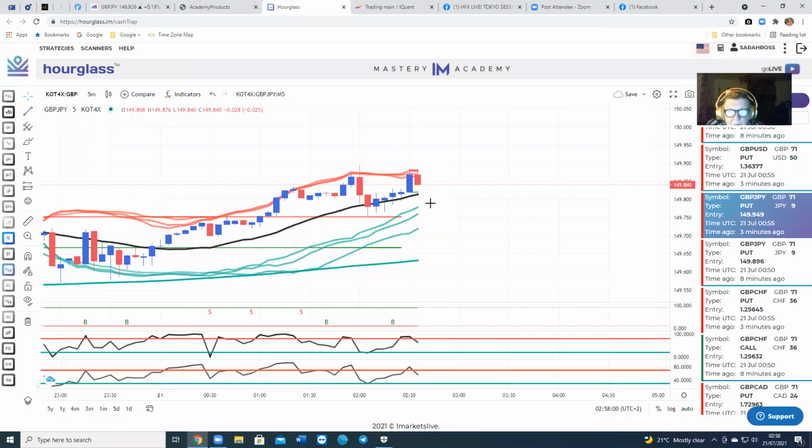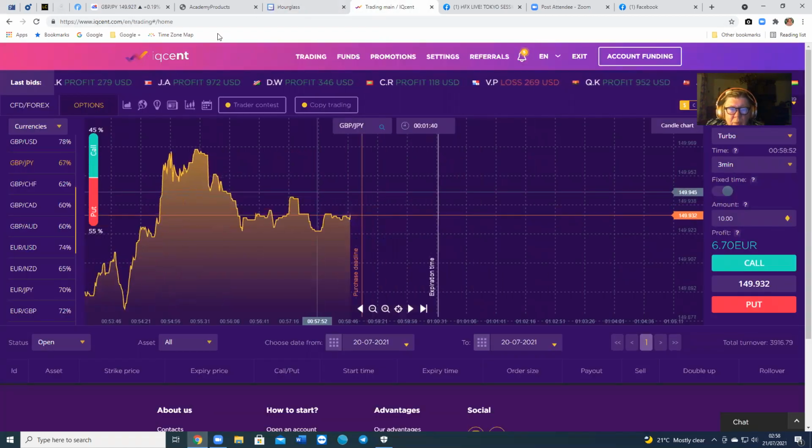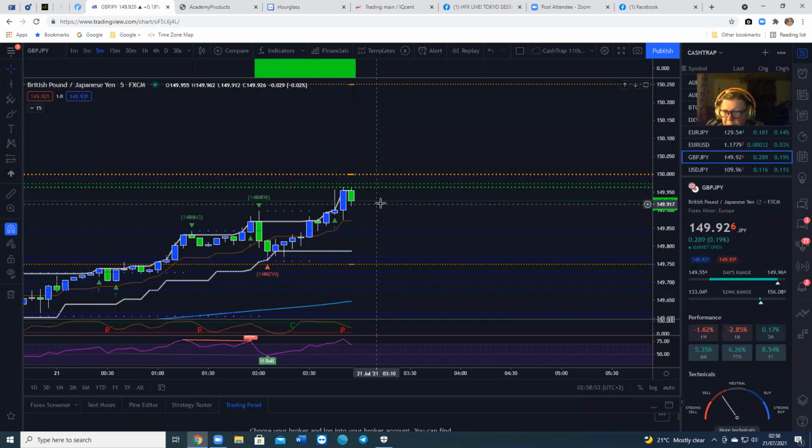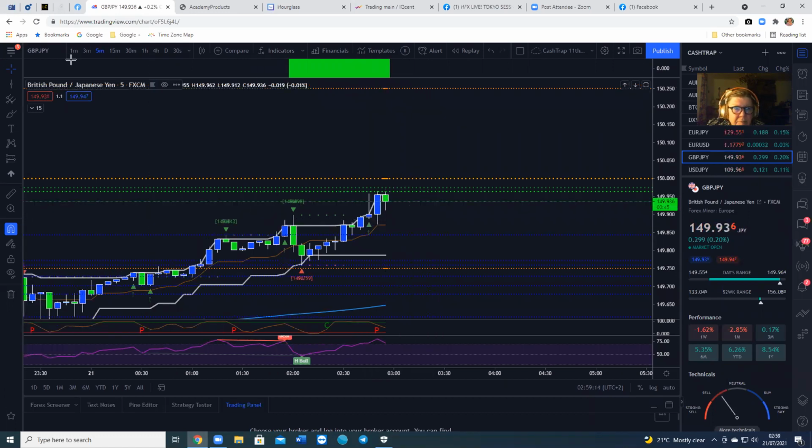A couple of minutes to go to the hour. Nine, 3, 1. And you see that whole number, 150 flat. So it wants to push up there. It hasn't quite made it on this hour though.